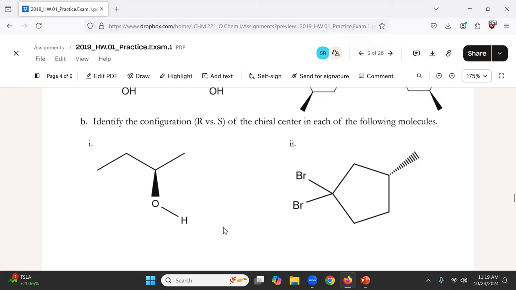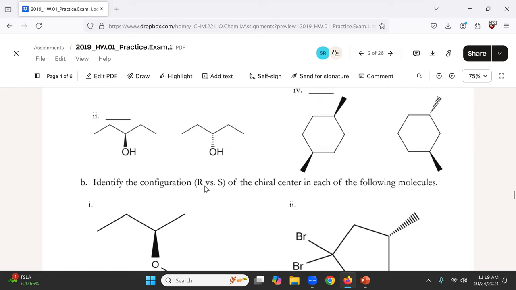So find the stereocenter, find the carbon that is attached to four unique substituents. Assign priority, put number four away from you, and then draw your arrow, right? So it's that same process every time. A lot of times the trickiest part is finding where the stereocenter is, or is there a stereocenter? Like right here, there isn't a stereocenter. I just made it look like there was by using the wedges and the dashes.